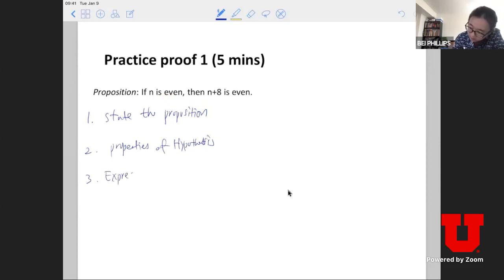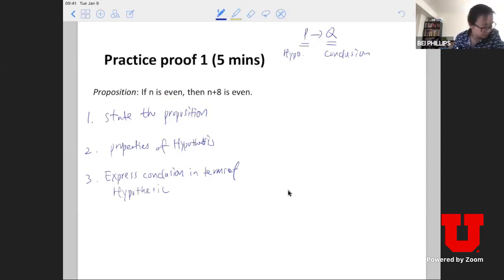Last one, the third one is express the conclusion. So when you say P implies Q, P is a hypothesis and Q is a conclusion. The third step is express the conclusion in terms of the hypothesis. And then the fourth step is to take care of details. And then the fifth step is to state the conclusion.